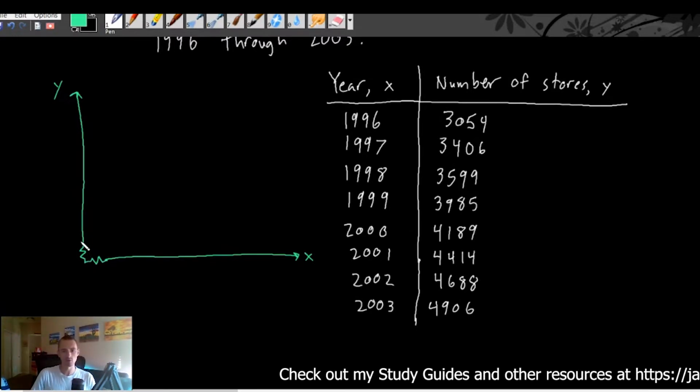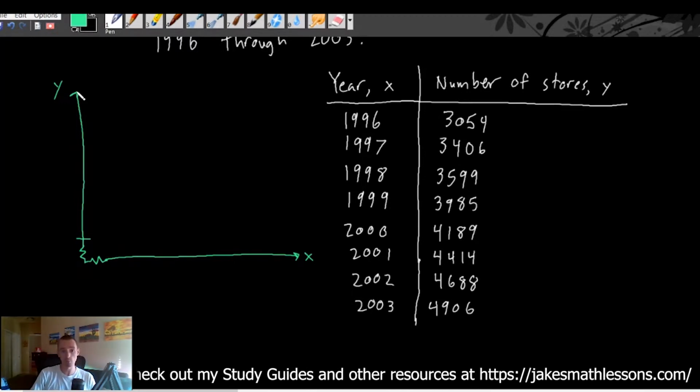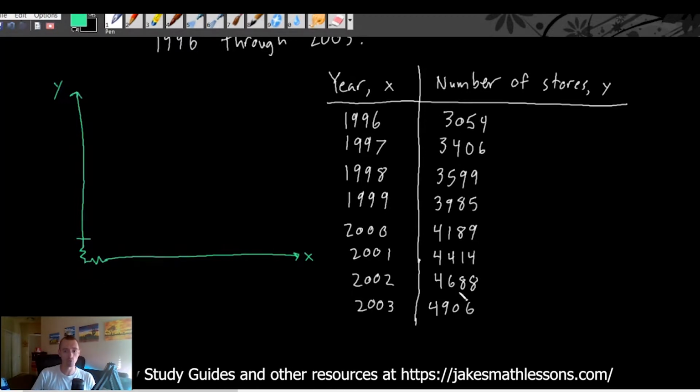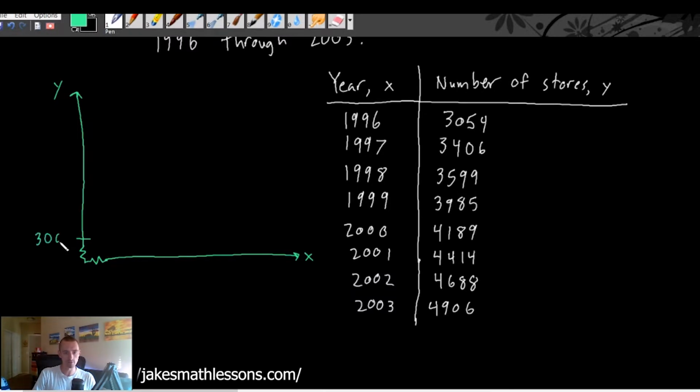So essentially what we'll do is we'll start labeling at, I don't know, the number of stores is going to go from 3,054 up to 4,900. So from about 3,000 to 5,000 is probably the range we want to label. So we'll probably just start labeling at 3,000. This squiggly line just means that we skipped from 0 to 3,000 basically.